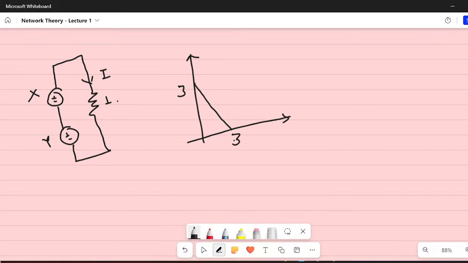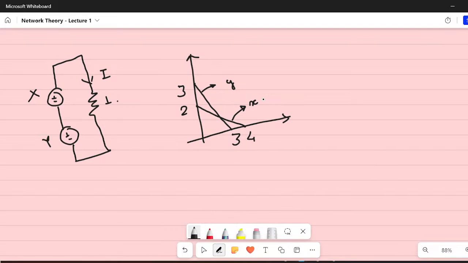As the graph shows, we have two scenarios and two characteristics, right? I am defining this one to be y and this one to be x, right?